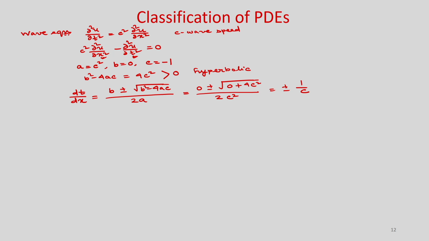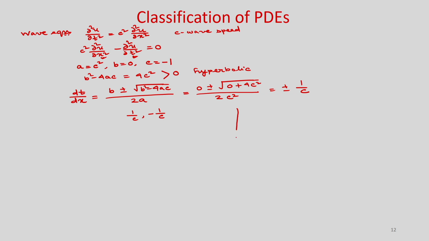So, you can see you have real and distinct characteristics, because one is 1 by c and another is minus 1 by c. So, these are the real and distinct characteristics.